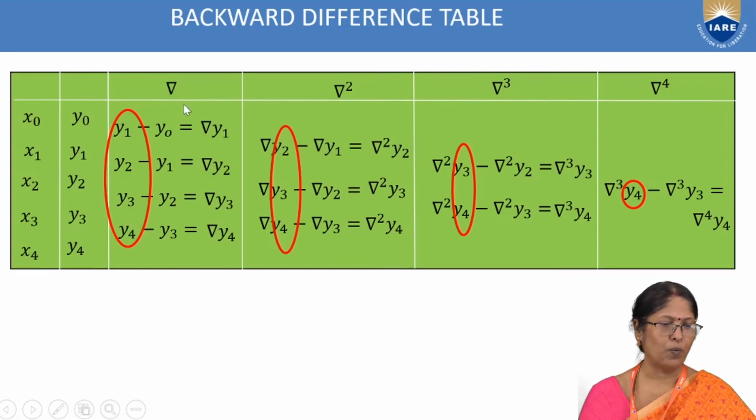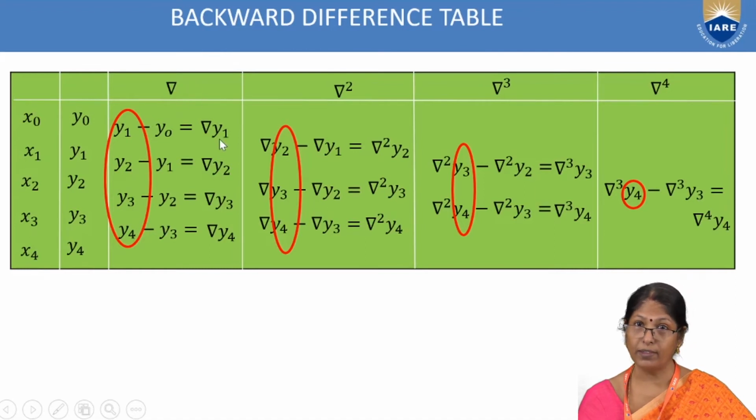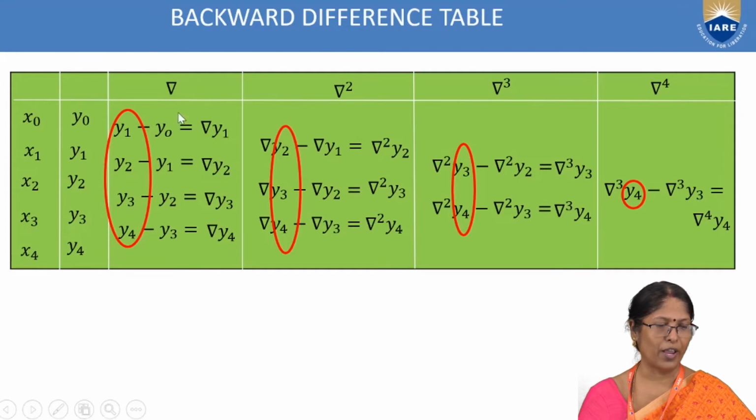So y1 along with this operator del becomes the name of the difference, del y1. Next, y2 with this del becomes del y2. y3 with this del becomes del y3. y4 with this del becomes del y4.